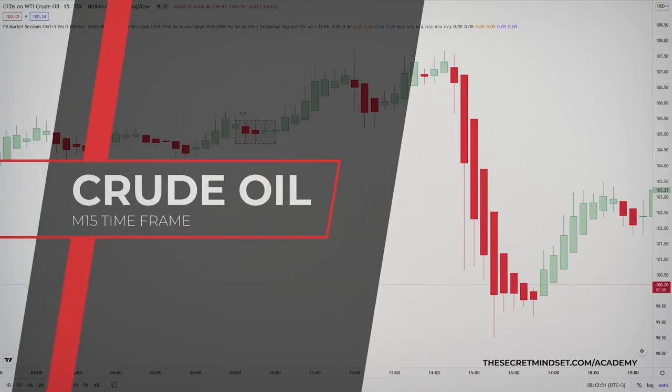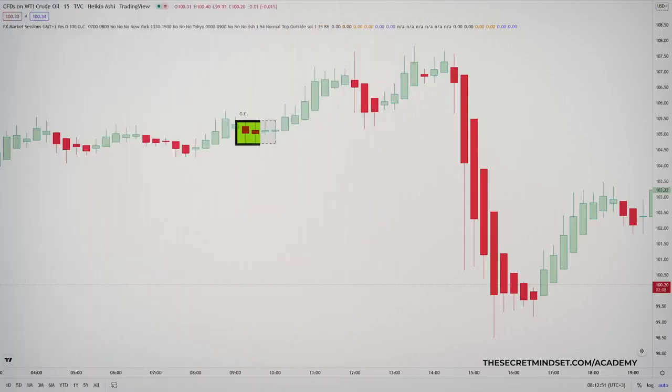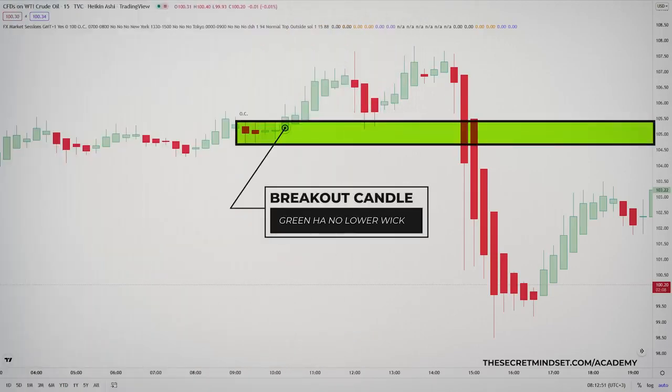Here we have a long entry at the opening of the London session. We are trading crude oil on the 15-minute time frame. The signal is valid because we have a bullish green Heikin Ashi candle breaking the range, and the candle has no lower wick. This means momentum is bullish and price is likely to continue upwards.